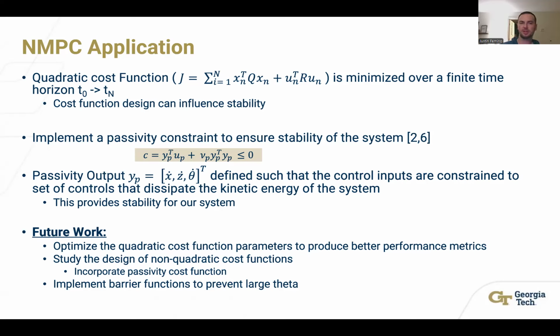So some future work that can be done on improving upon this is we could optimize the parameters of the quadratic cost function to produce better overall performance metrics, as well as study the design of any non-quadratic cost functions that may be performing better, and potentially implement barrier functions for preventing a large theta value, which can cause issues. Next slide.